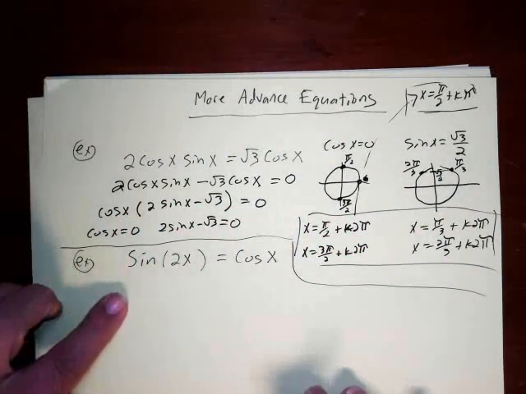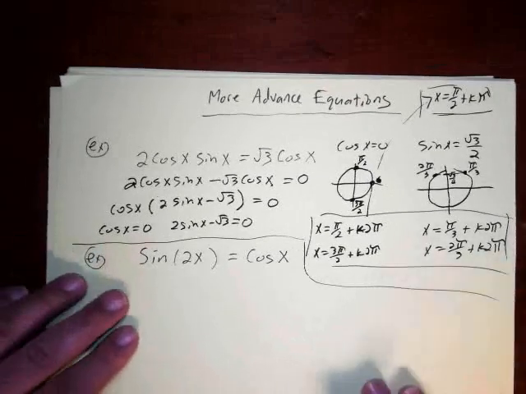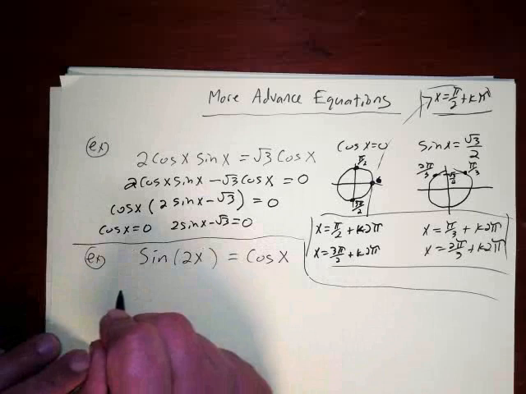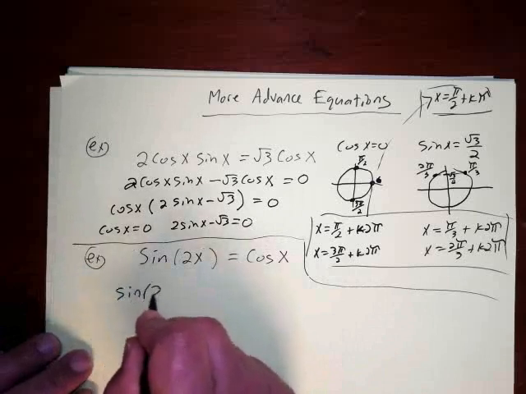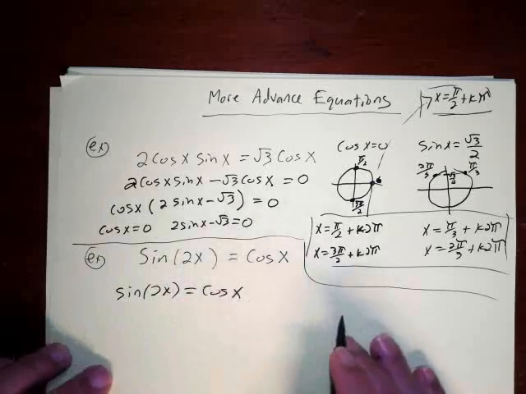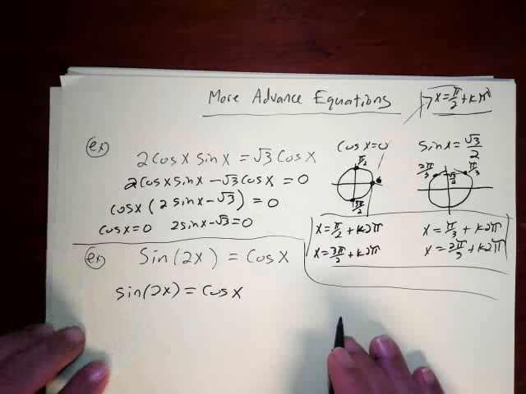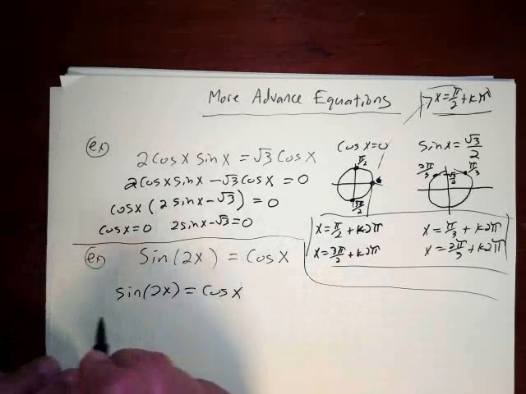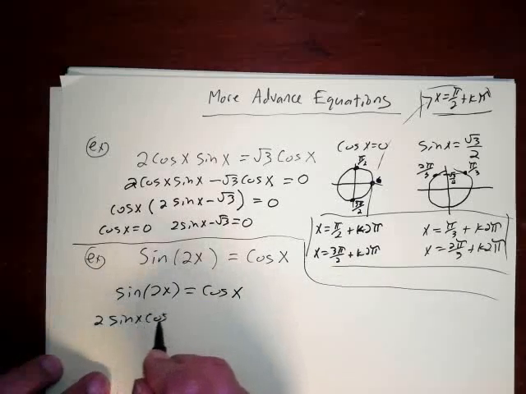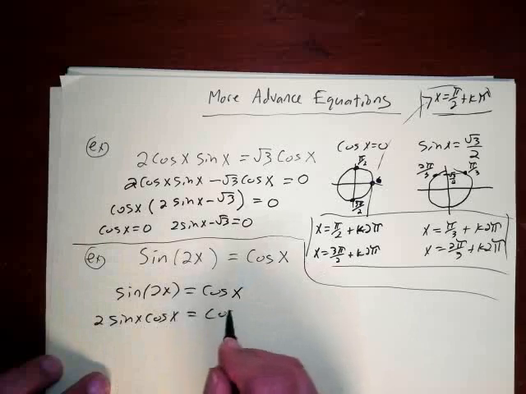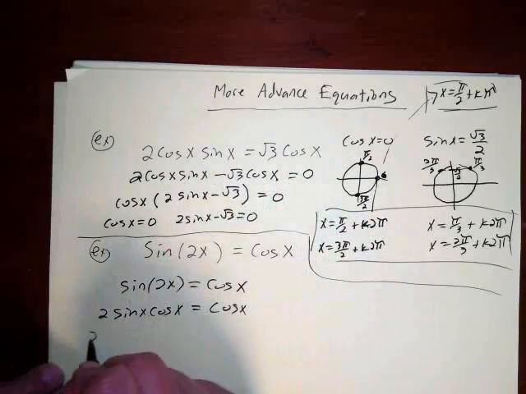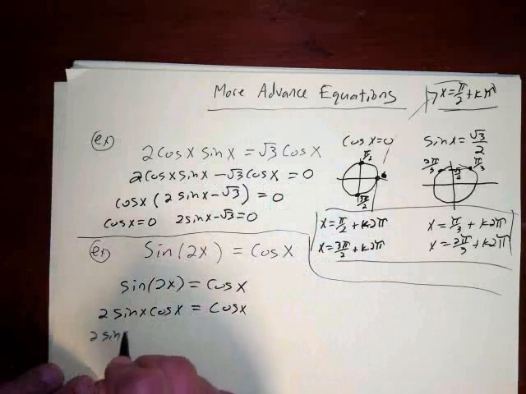And so now, let me do one more. And this is very similar where you're factoring here, except I'm going to use a trig identity to help me. So I have sine of 2x is equal to cosine of x. But sine of 2x, that's the double angle identity, if you remember. And that's actually equal to 2 sine x times cosine x is equal to cosine x. And that's very similar to this.